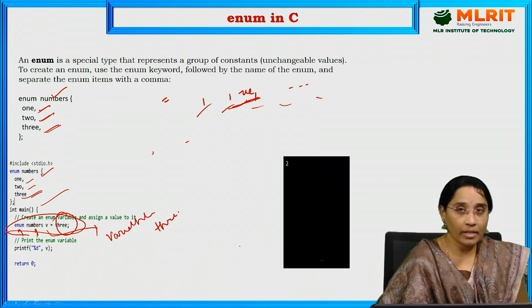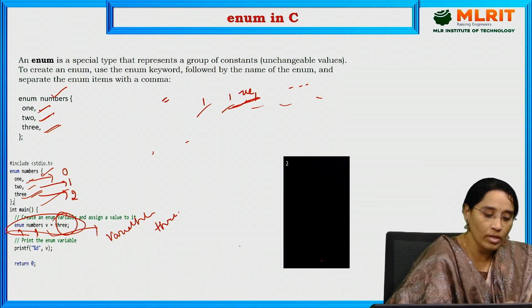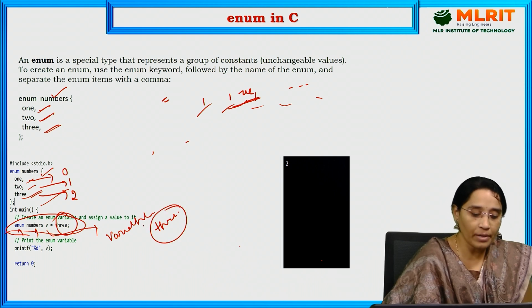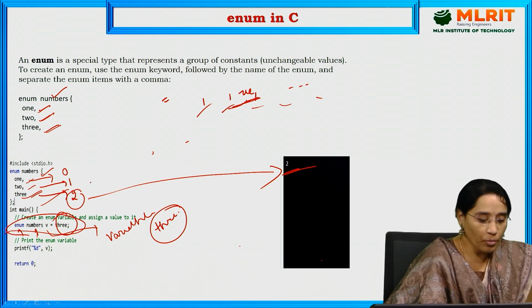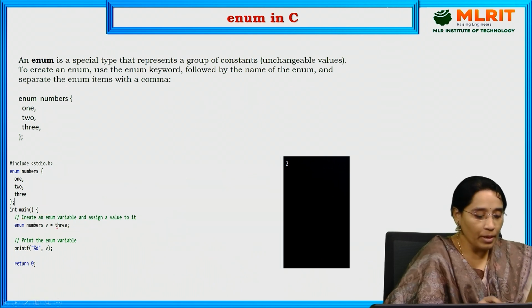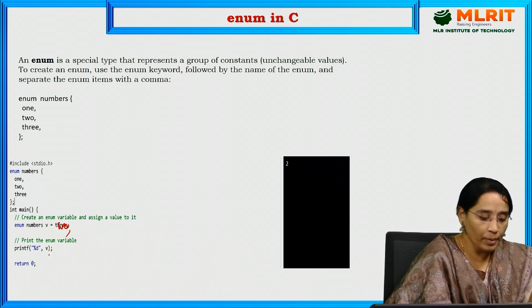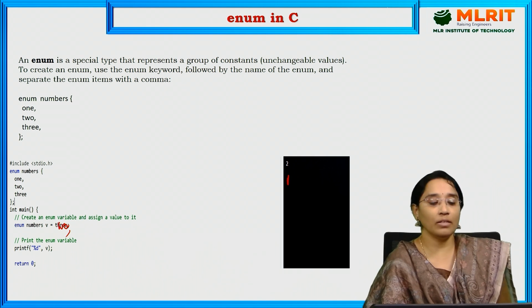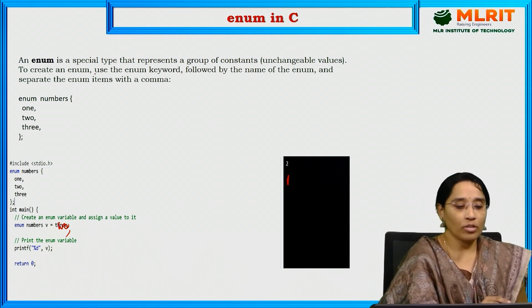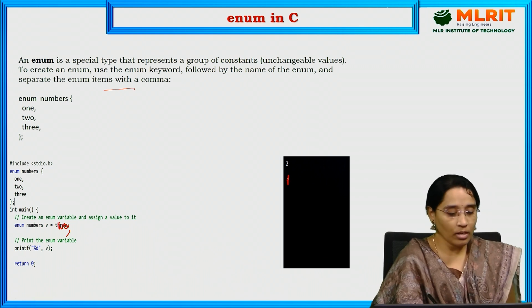But the starting position is such that this integer constant is treated as 0, this one is treated as 1, this one is treated as 2. It is 0, 1, 2. So obviously 3 means it is 2, so on the screen you will get 2. Suppose I want to print here, enum numbers with v = 2, you will get 1 as the answer. So it will assign integer constants, like a group of constants, with the enum keyword followed by an expression. So on the screen it will print 1.